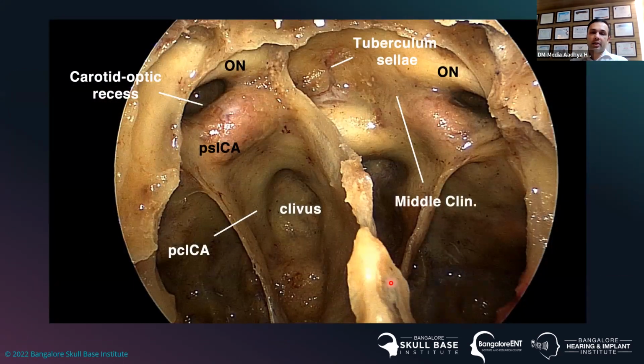Within the sphenoid sinus, I've already given an overview. You have the planum sphenoidale right there. The junction of the planum sphenoidale with the sellar area is known as the tuberculum sellae, and lower down we have the clivus. You can see the middle clinoid right there. You can have the carotid, the optic nerve, and the medial and lateral OCRs right there.